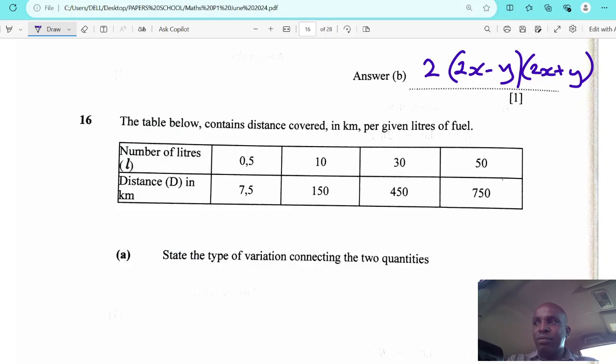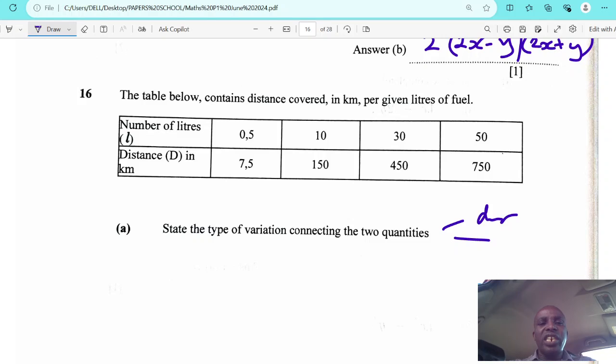Done. 16. The table below contains distance covered in kilometers per given liters of fuel. State the type of variation connecting the two quantities. Right? Variation, we have two: direct or inverse. Direct variation is when one quantity is increasing, the other one is also increasing, or when it's decreasing, the other one is also decreasing. That's called a positive relationship or a direct variation. Inverse is they go in the opposite direction. When one is increasing, the other one decreases. That's called inverse variation. Right.